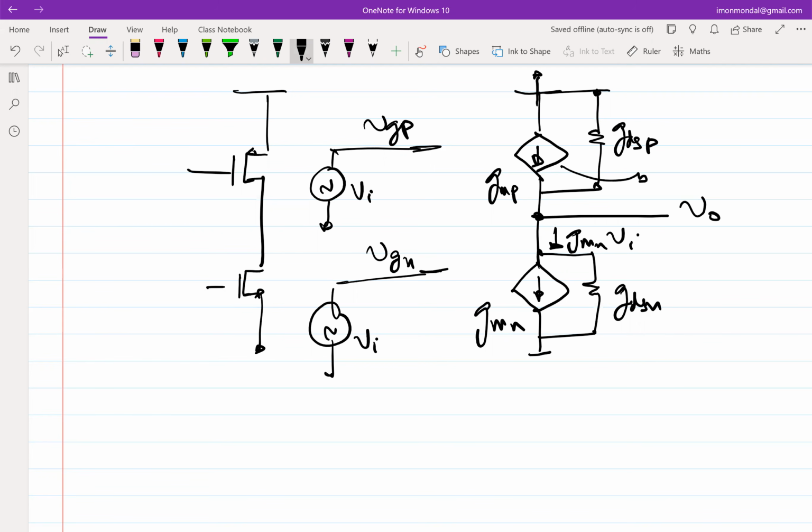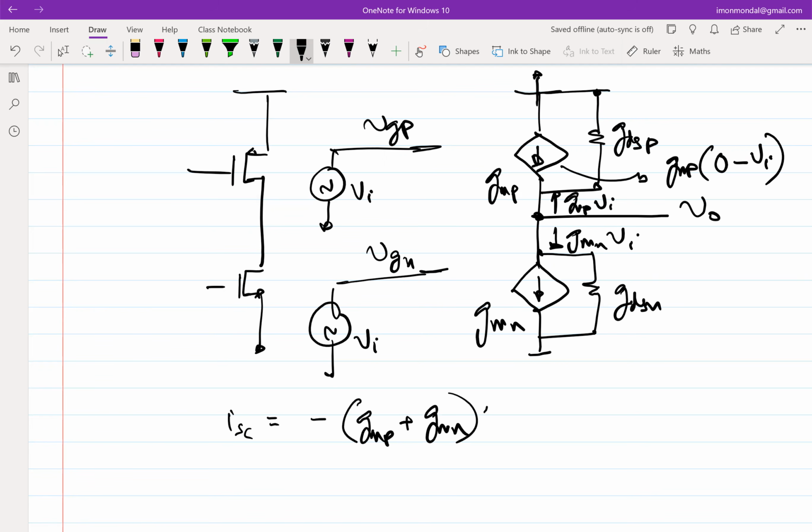So this is GMP times VSG, that is 0 minus VI, right? So this current will go up. I mean, sometimes you have to deal with currents going up. So this becomes GMP times VI. So what is ISC in this case? Minus (GMP plus GMN) times VI. What will be Rout? It's the same, right? Nothing changed because I essentially will be grounding VI. GDSP plus GDSN.